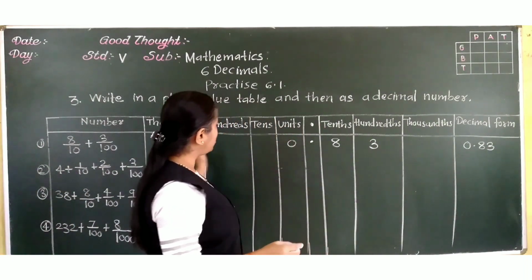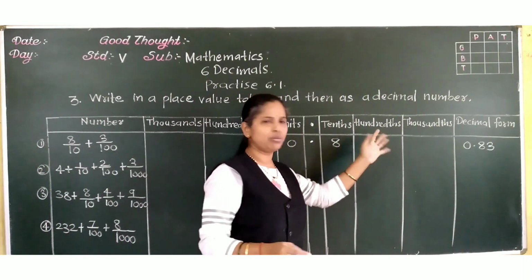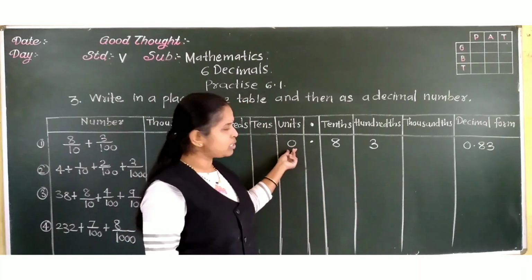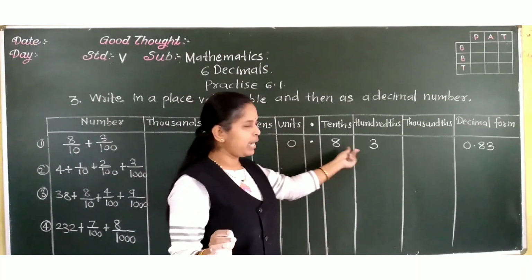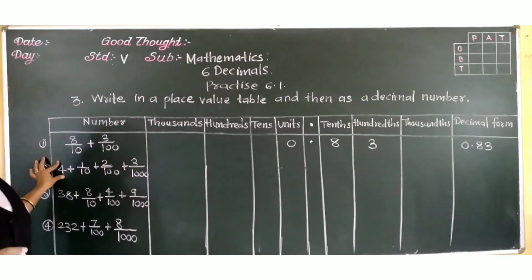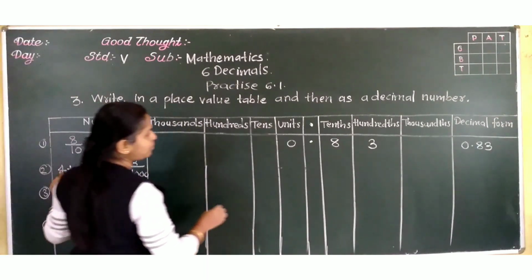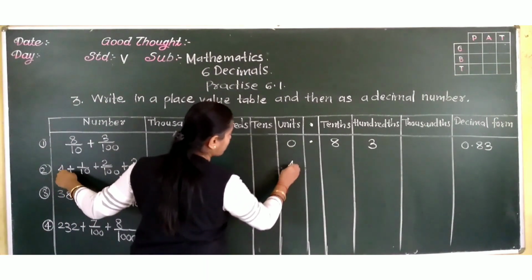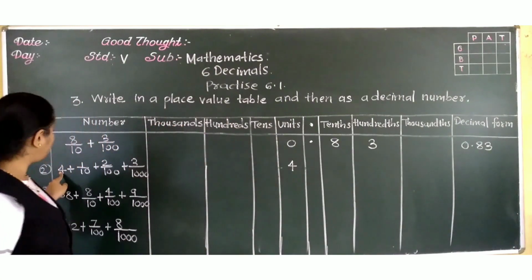Here also 0 is there. But write 0.830, no use. Only 1 0 is enough. So 0.83. Correct? Next. Now see, 4. Whole number is there. But at which place? Ones place. 4 is there. That means units place it is there. Ones means units. So 4.